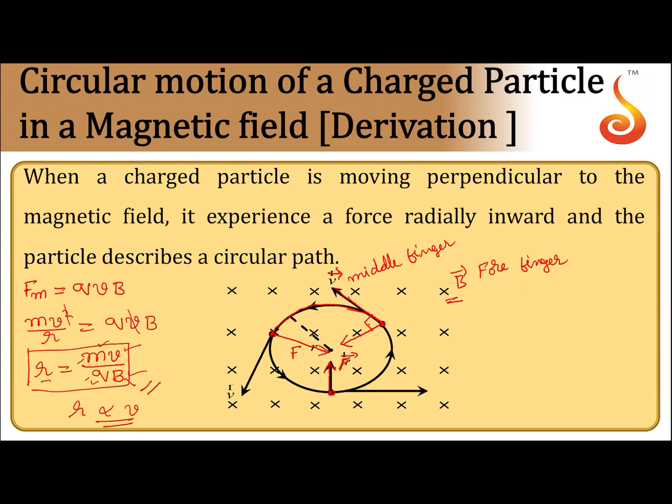Further, if I consider this equation, r is equal to mv by qB, this mv can be written as momentum p, so it will be p by qB, where p is equal to mv, the linear momentum of the particle, right?